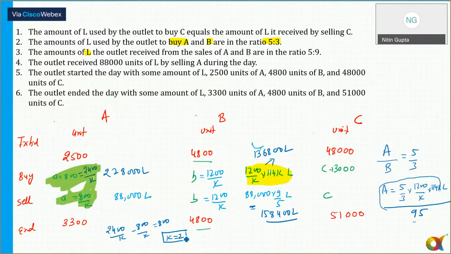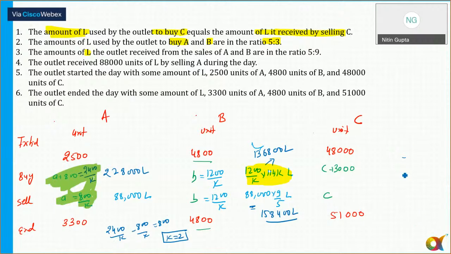Now coming to point number 1, which I haven't used till now. Let's see if we can find out some information from point number 1. The amount of L used by C, buying and selling. Whatever the amount of L that is used by the outlet C, the total amount used by the outlet to buy and sell is exactly the same.